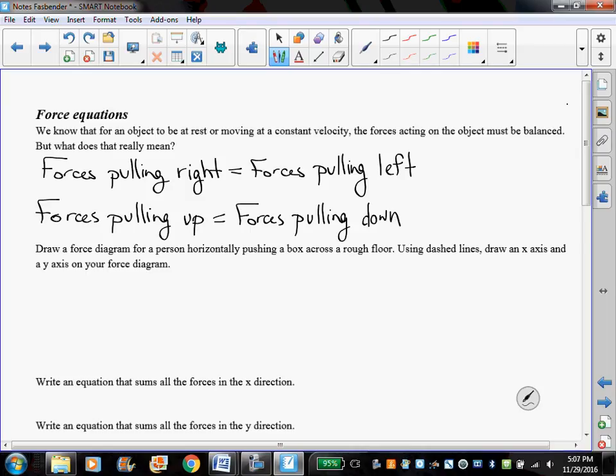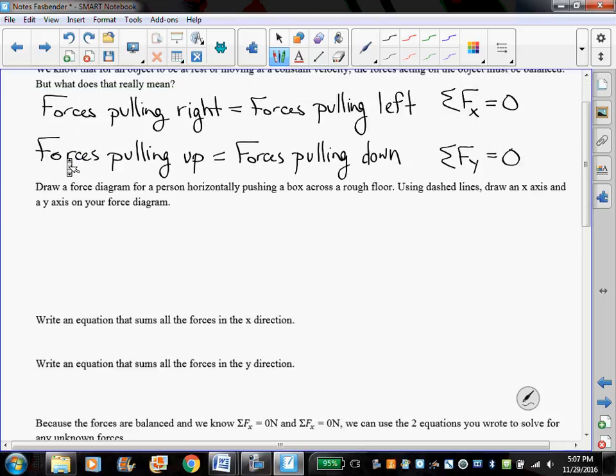Now we can also write that in a very mathy way. The Greek letter sigma means sum in math, and so what we are trying to say by saying that the forces pulling right is equal to the forces pulling left is that if you sum the forces in the x direction, they should all add up to be 0. And if we sum the forces in the y direction, they should also add to be 0. That's what balanced forces really means.